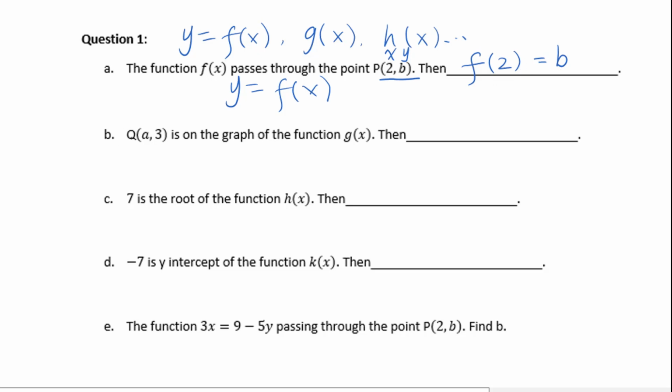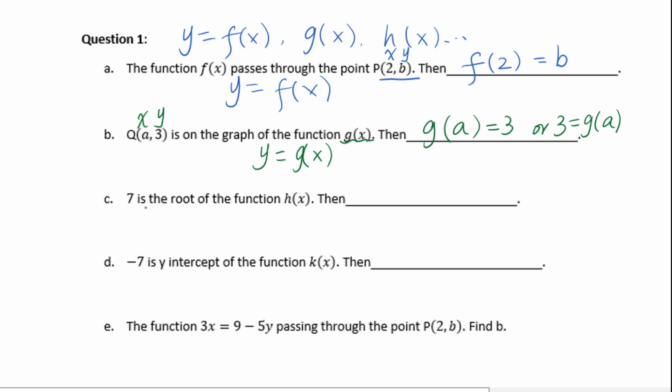Let's go to b. Point Q (a, 3) is on the graph of a function g of x, which means this is x, here's y. So for y equals g of x, we can write down g of a equals 3. Or you can write down 3 equals g of a.